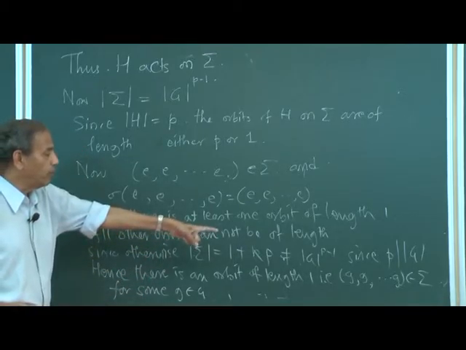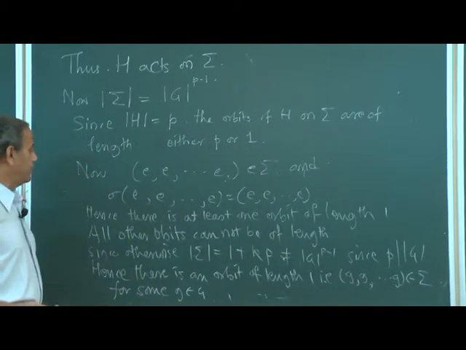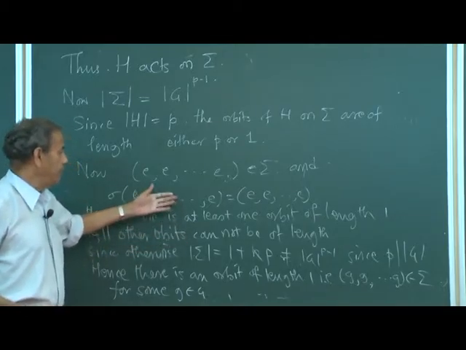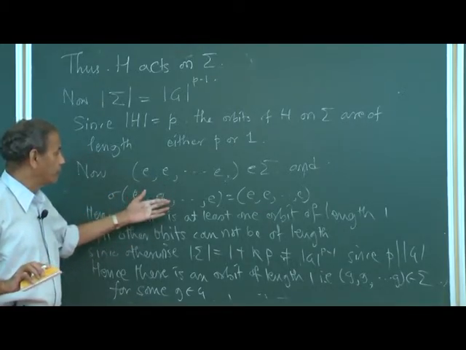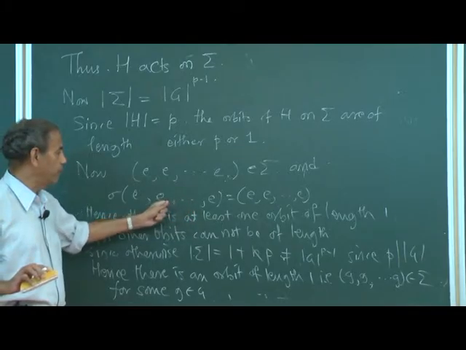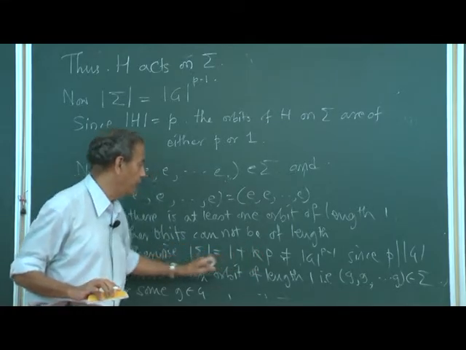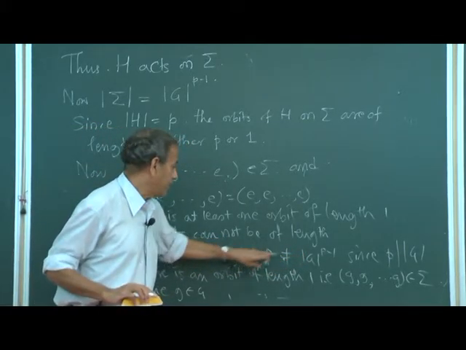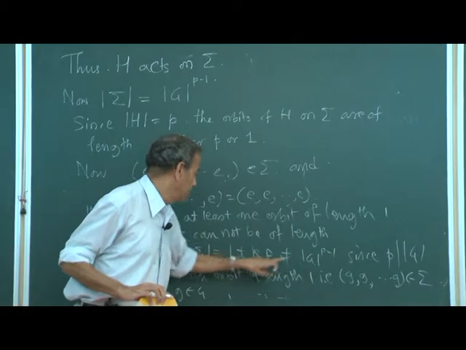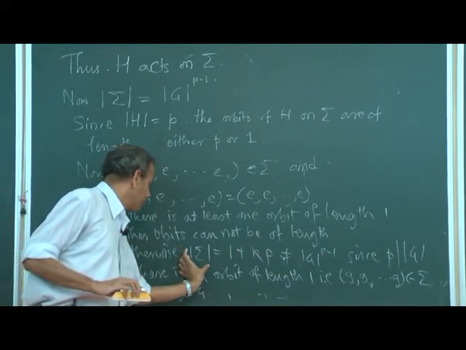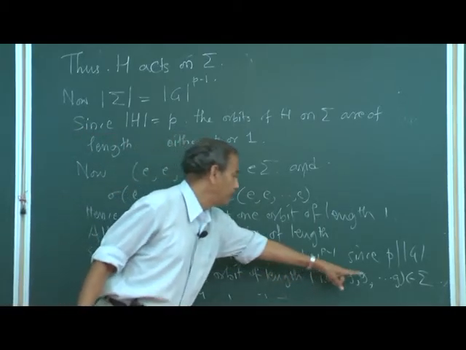But what does it mean? It belongs to sigma means the product of the components of that vector is equal to identity. Because let me repeat, what we have located is one orbit of length p. We have found out that not all remaining orbits can be of length p, because then sigma will have 1 plus some multiple of p elements. But that cannot be equal to mod sigma, because p divides mod sigma. So it cannot be equal to 1 plus kp. So some other orbit must be of length 1.